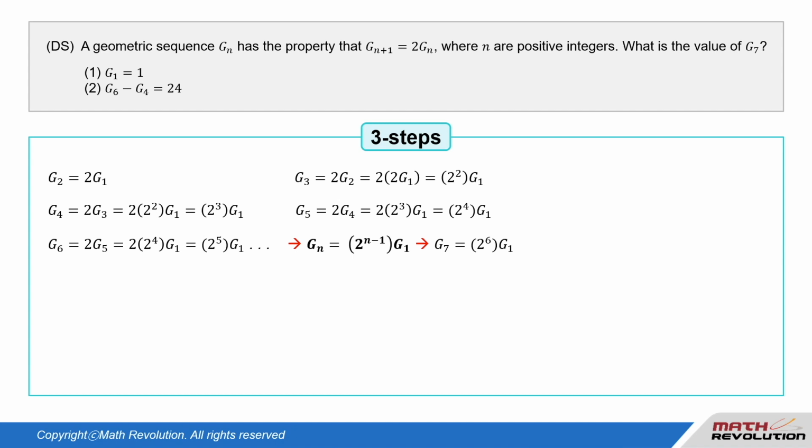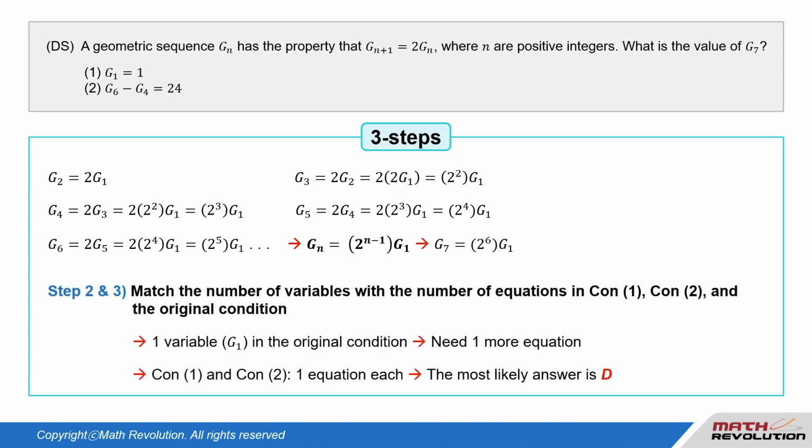So g of 4 equals 2 times g of 3 equals 2 times (2 squared times g of 1) equals 2 cubed times g of 1. g of 5 equals 2 times g of 4 equals 2 times (2 cubed times g of 1) equals 2 to the power of 4 times g of 1. g of 6 equals 2 times g of 5 equals 2 times 2 to the 4th power times g of 1 equals 2 to the power of 5 times g of 1, and so on. So g of n equals 2 to the power of n minus 1 times g of 1, and g of 7 equals 2 to the power of 6 times g of 1.